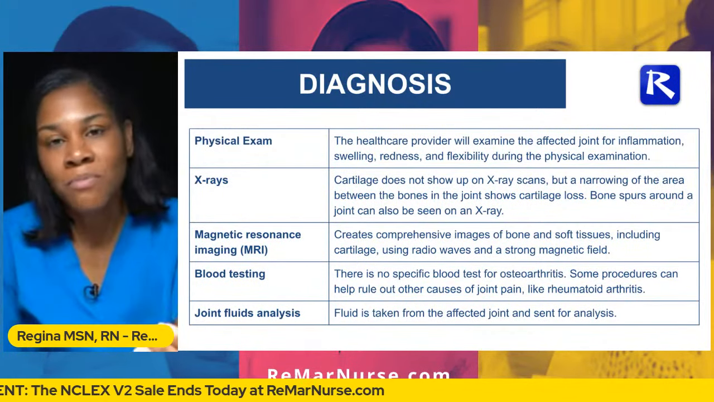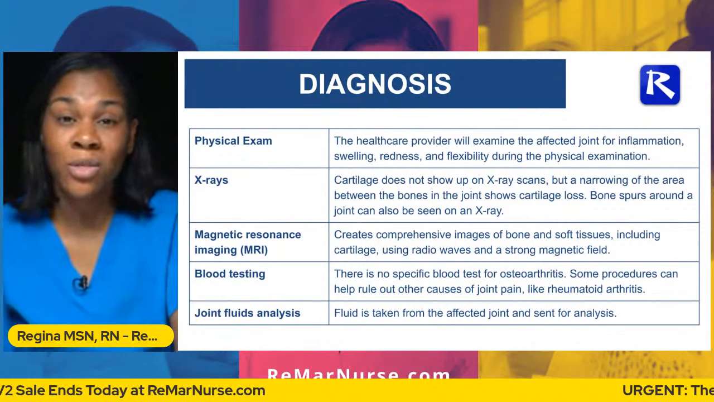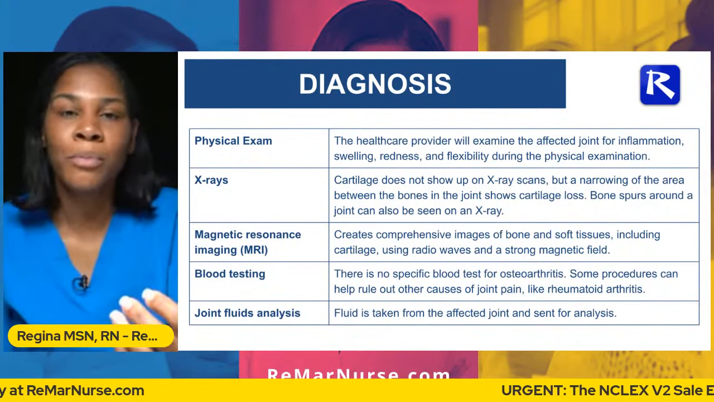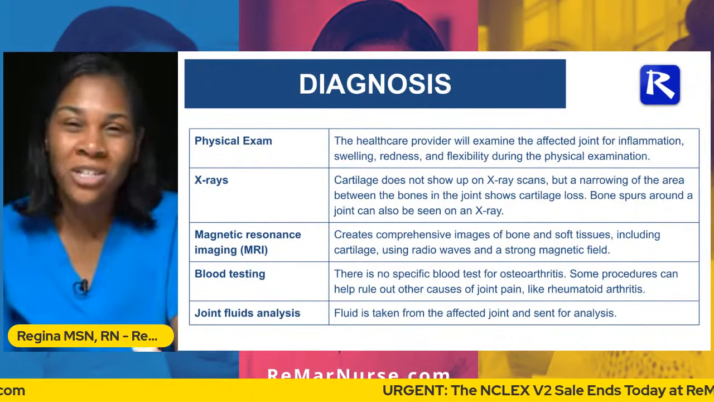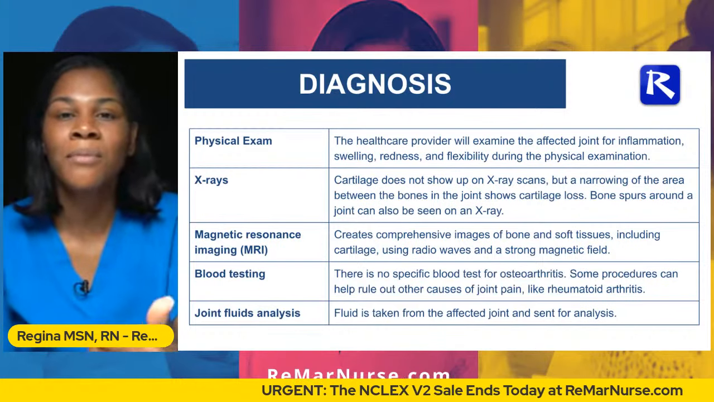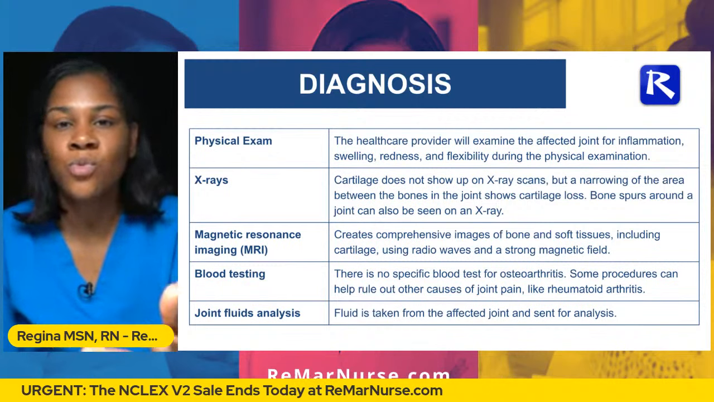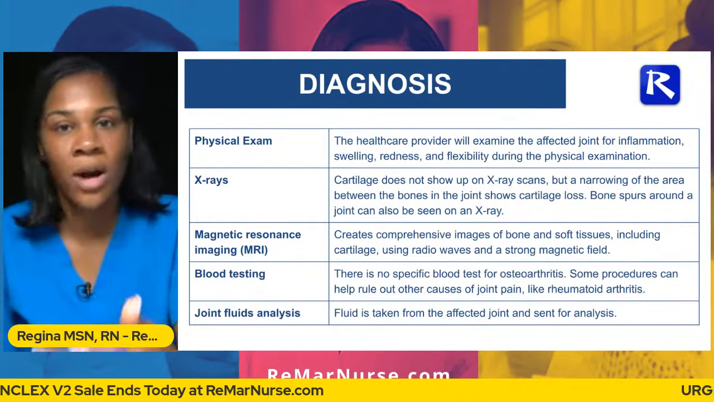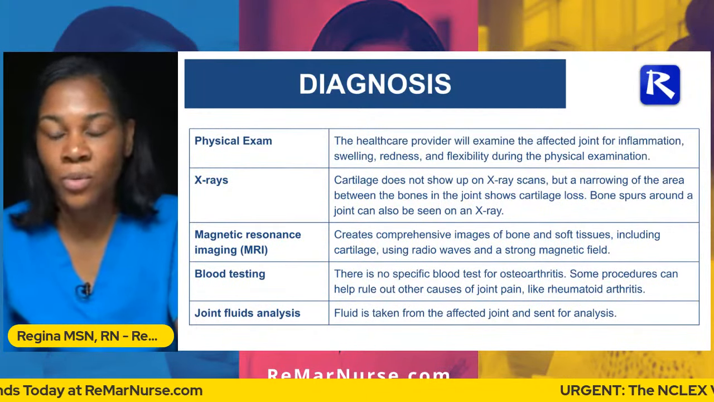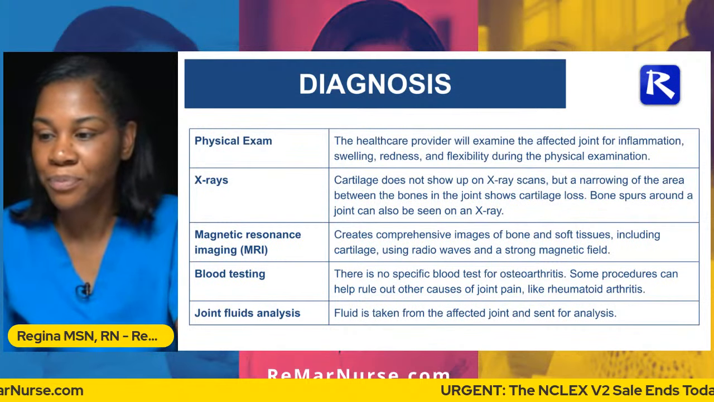So there are many ways you can approach osteoarthritis, but for the majority of the time, if you have an older patient coming in complaining of joint stiffness in the morning, right? You want to get it down to whether this is rheumatoid arthritis or osteoarthritis. And so these are the ways that you're going to be able to determine that, okay?